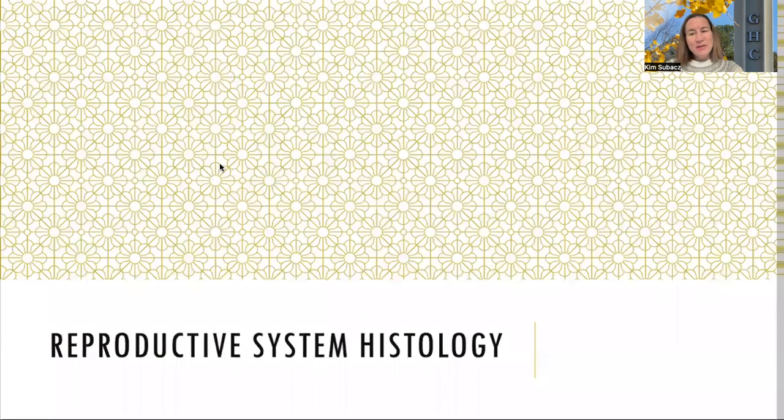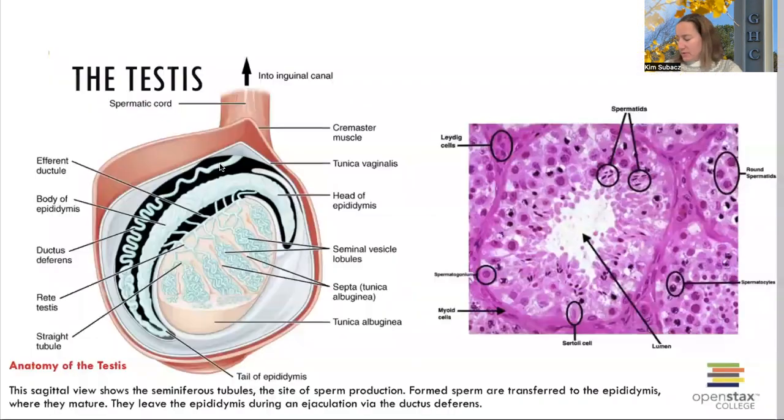Hey guys, so in this video we are going to do the histology of the reproductive system. So we have the two different organs to check out and look at. Start off with the male gonads. We have testis, and so we've got our image. Thank you, OpenStax, for this to show you where our histology is coming from.